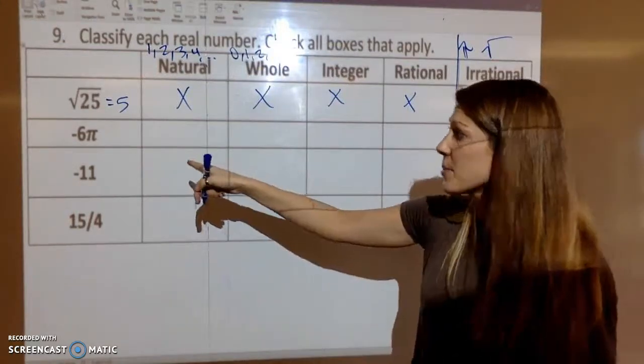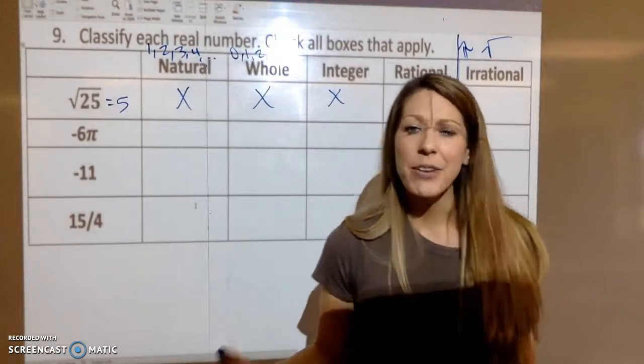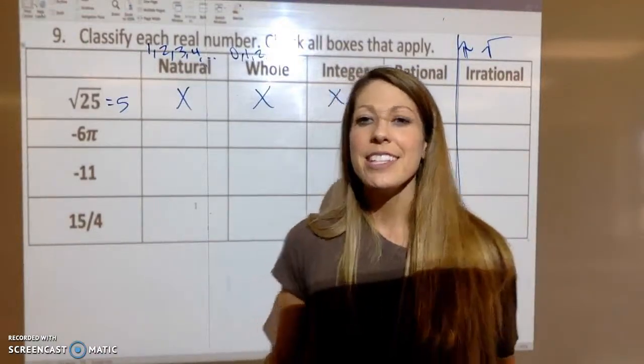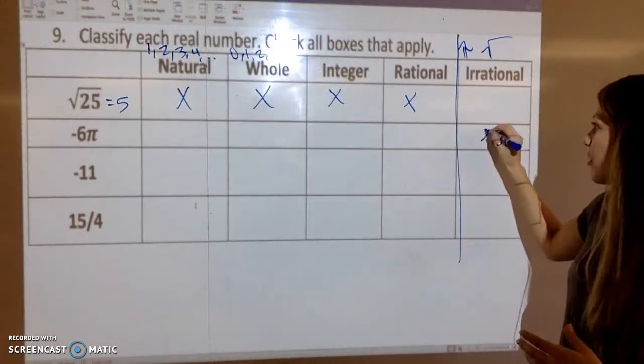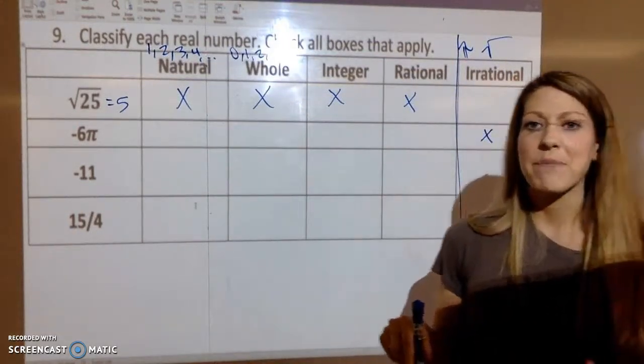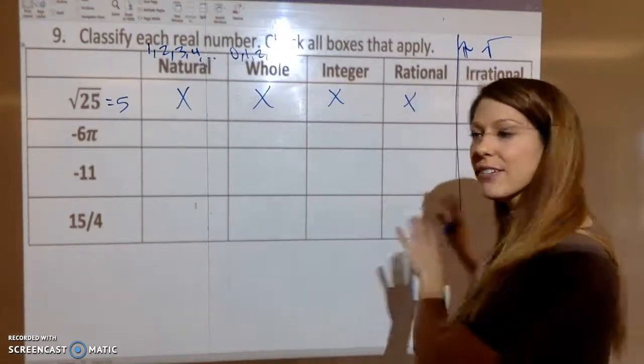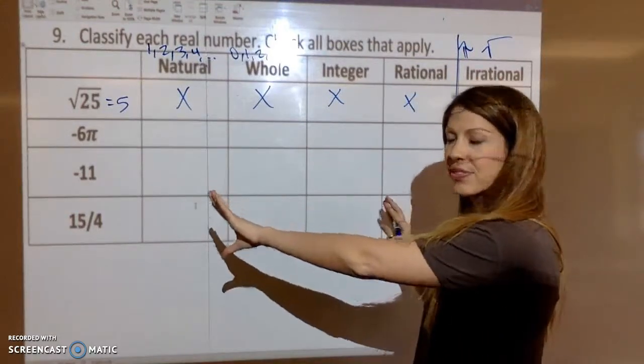All right, now this one has a pi. Well, today's pi day. Well, not for you, for me. And so we know that pi never ends. It never repeats itself. So that's an irrational number. It's one of our two that we need to remember. So we would mark irrational. And if it's irrational, it can't fit into any others.